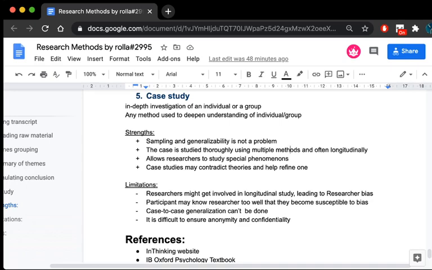It's very interesting because it allows researchers to study special phenomena or special cases, like when a part of your brain gets removed. Technically in real life situations you cannot do that because that's unethical, right? But since that already happened because of a certain situation, let's just say the person's epileptic and they need to remove that part of the brain, they can finally have someone they can analyze.